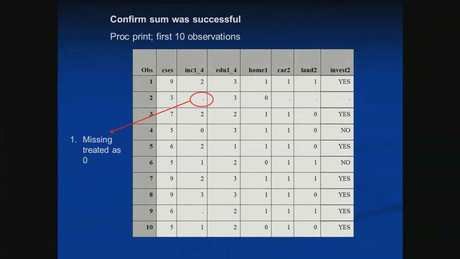Just here, I have a 9. Income is 2, education is 3, 1, 1, 1. Investment is yes, that's a 1. Numerically, it just happened to come out like this here. So that makes sense, that's a 9.